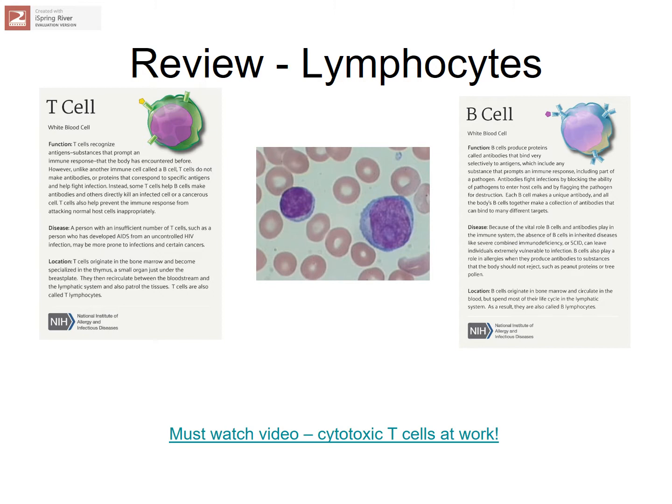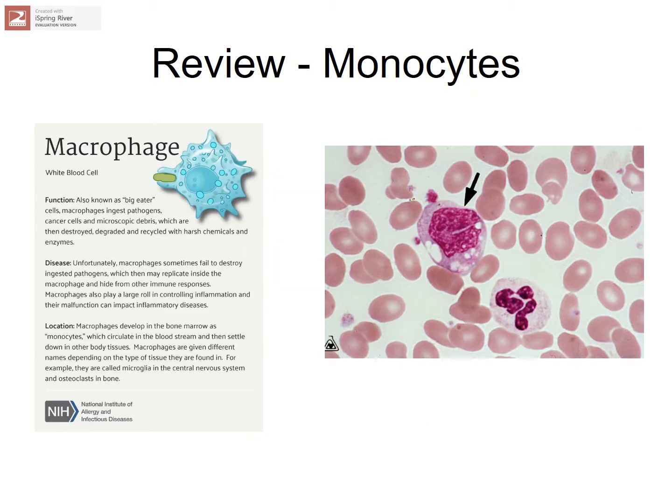Lymphocytes also, again, growing from or deriving from a lymphoid stem cell. There are some specific leukemias related to lymphocytes. And then we have our monocytes and macrophages.